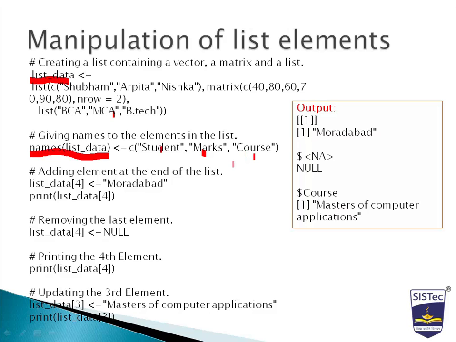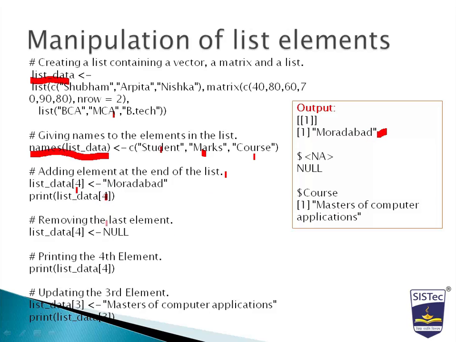Now here we are going to add an element at the end of the list. Currently we have 3 elements in this list, and we are going to add Muradabad in the fourth position, or as the fourth element of this list. And when we display this fourth element, it shows Muradabad.